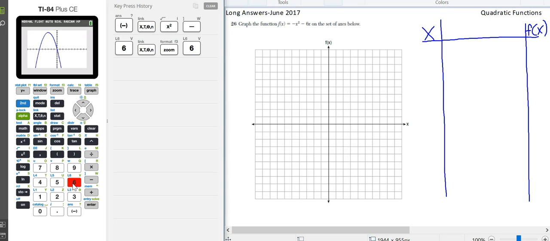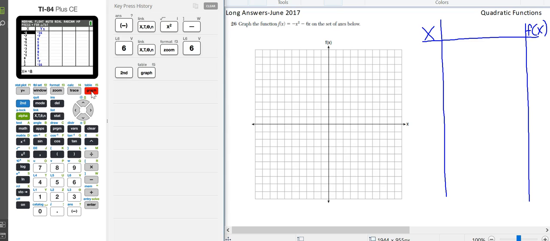But how does that really help us if we need coordinates to actually graph it on our paper? If you press the second button and then press the graph button, you're really going into the table. And here we see a table of the values that the calculator used to graph this parabola. We can copy over these values to our table and then just graph them very easily without doing any work.